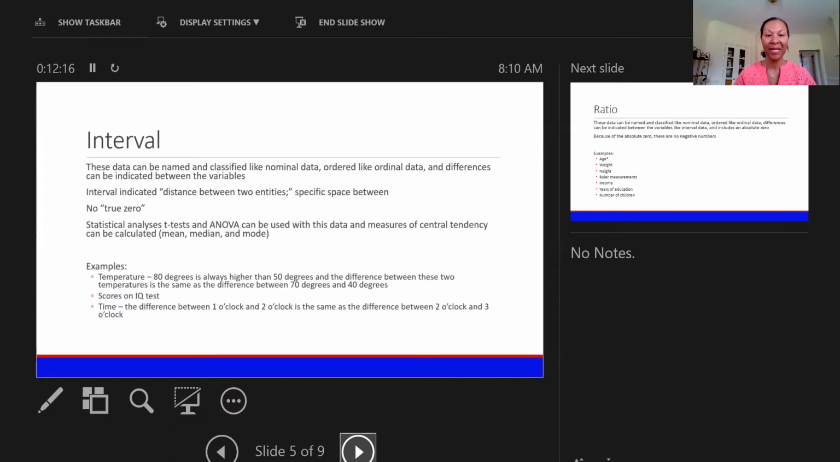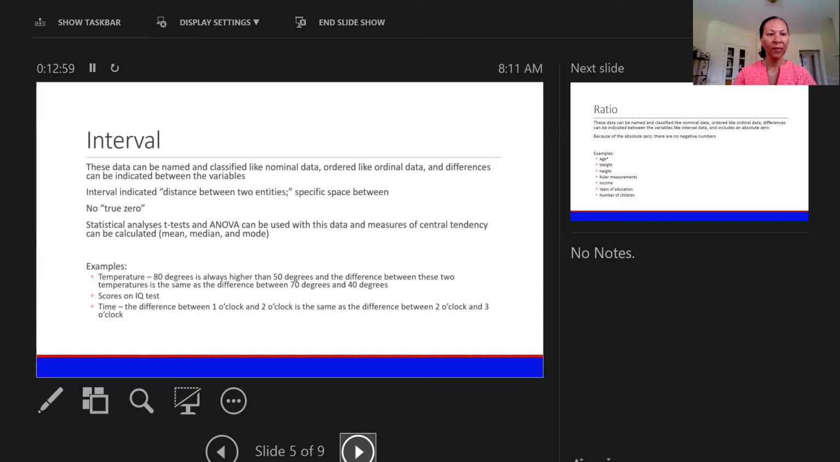Scores on an IQ test are another example of this. So again, this interval data is nominal. We can label it. We can do Fahrenheit or Celsius. It's ordered. There's a ranking. So again, 70 degrees is hotter than 40 or 50 degrees. And again, we can differentiate the specific space between these two things or between these variables. Another thing to point out, though, is that with interval data, there is no true zero, which means that we can have negative numbers. And that particularly relates to temperature. So we can have negative 40 degrees or negative 20 degrees and so on and so forth.